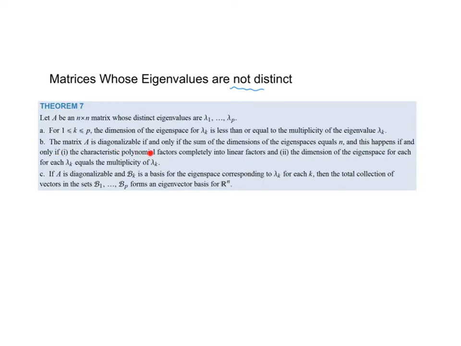The matrix A is diagonalizable if and only if the sum of the dimensions of the eigenspaces equals n. So if I have fewer than n eigenvalues, the sum of the dimensions of the eigenspaces has to equal n. If I'm in 4 dimensions, I need to have 4 linearly independent eigenvectors, which should hopefully make sense because we've seen that now. And this happens if and only if the characteristic polynomial factors completely into linear factors, and the dimension of each eigenspace for each lambda k equals the multiplicity of lambda k.